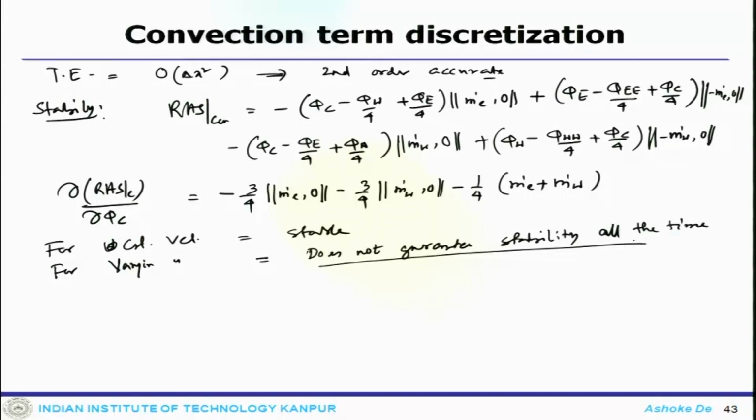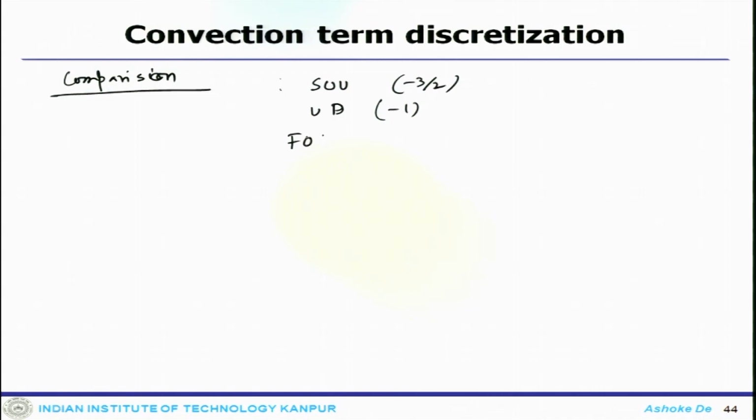So, if you look at the comparison of all these profiles, basically a comparison of various schemes, what you see is that the most negative coefficient is associated with the second order upwind scheme, that is minus 3 by 2, and then you have the upwind scheme which is minus 1, then the Fromm scheme with minus 3 by 4, and then finally the QUICK which is minus 3 by 8, and CD has coefficient 0, which is sort of a neutral stability.